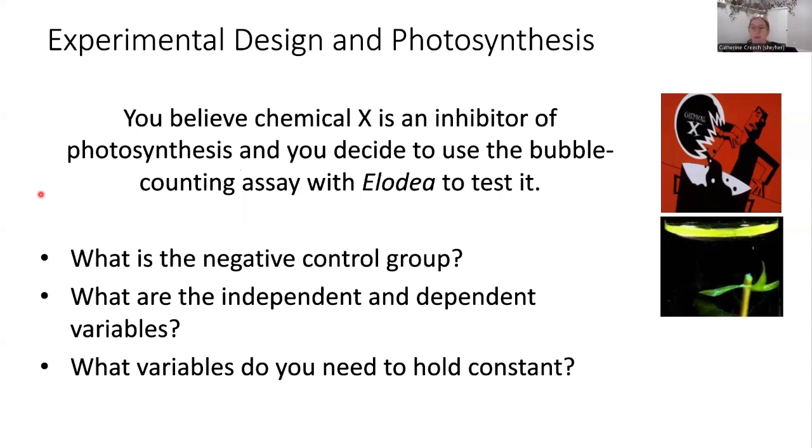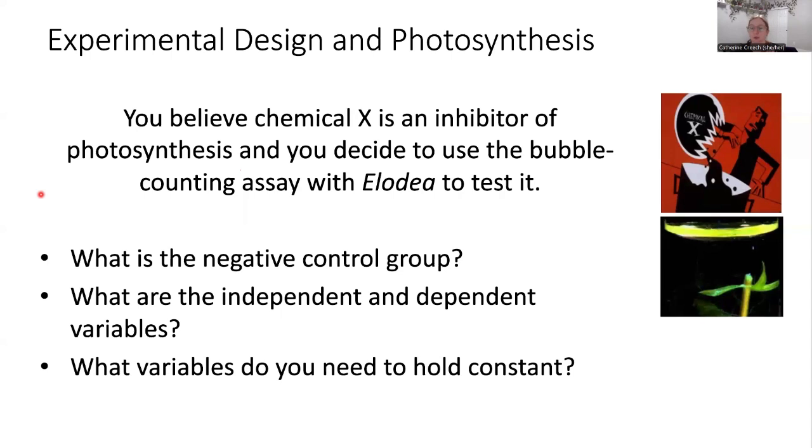What are the independent and dependent variables? The independent variable is the thing you change. So that would be whether or not I've added chemical X to my plants. And the dependent variable is the thing that you measure. I'm counting the bubbles, so I'm measuring the photosynthetic rate.